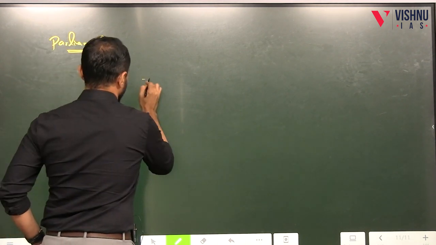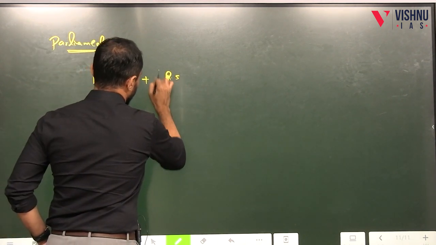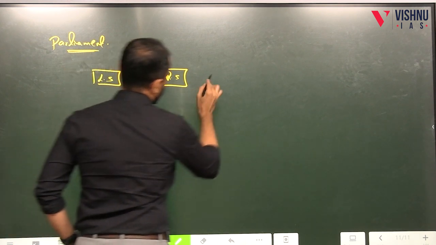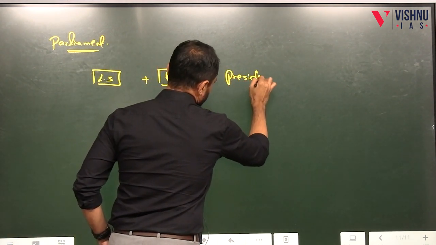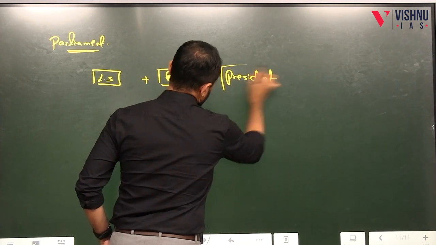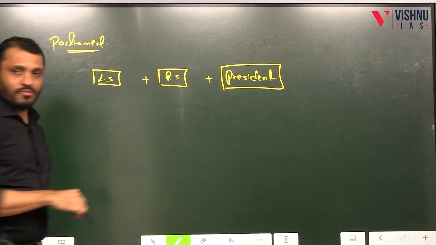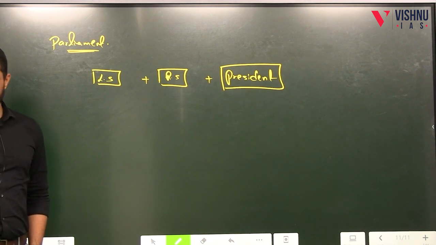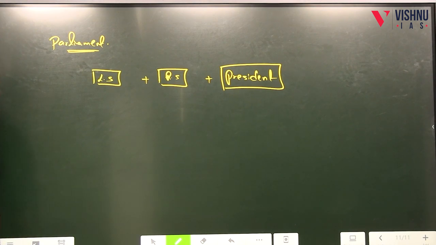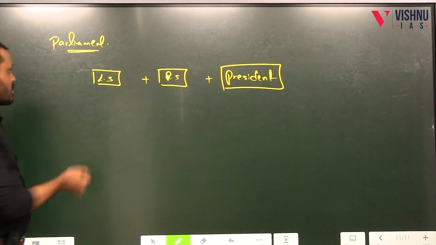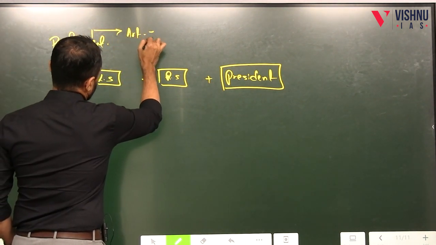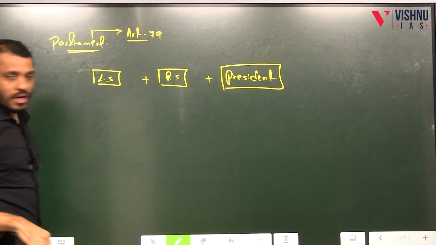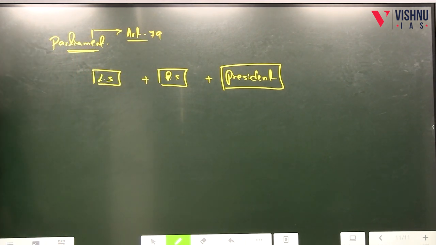Lok Sabha and Rajya Sabha and President. This is the definition of Parliament. Lok Sabha, Rajya Sabha and President. Where is this definition present? Article 79. Article 79 says that Parliament is nothing but Lok Sabha, Rajya Sabha and President.